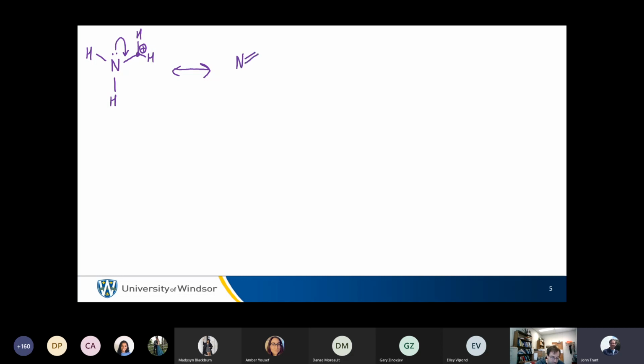Do all resonance structures involve double bonds? Yes, they do. There are double bonds somewhere. You can't draw resonance structures that don't have any double bonds at all.